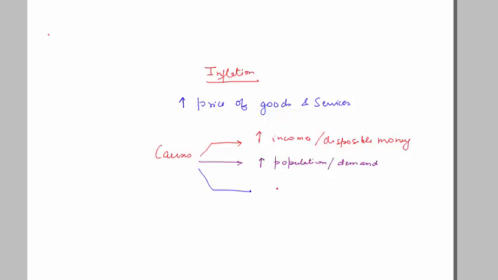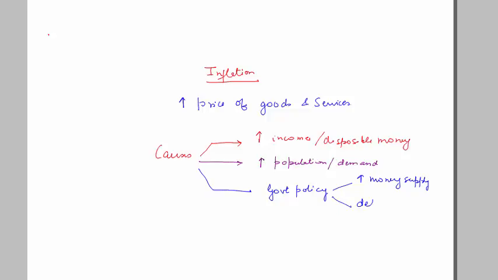Third would be government policies. Like you have learned in the last lecture, the government may increase the money supply in the market, which will increase the prices of the product in the market.